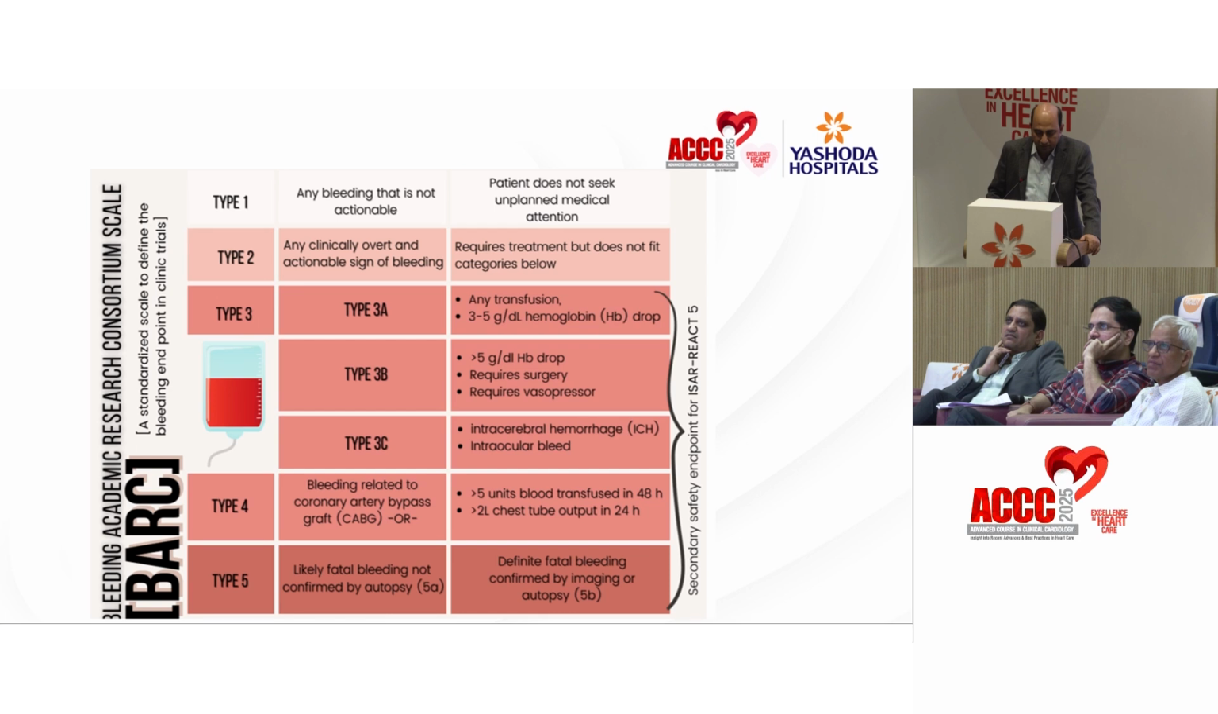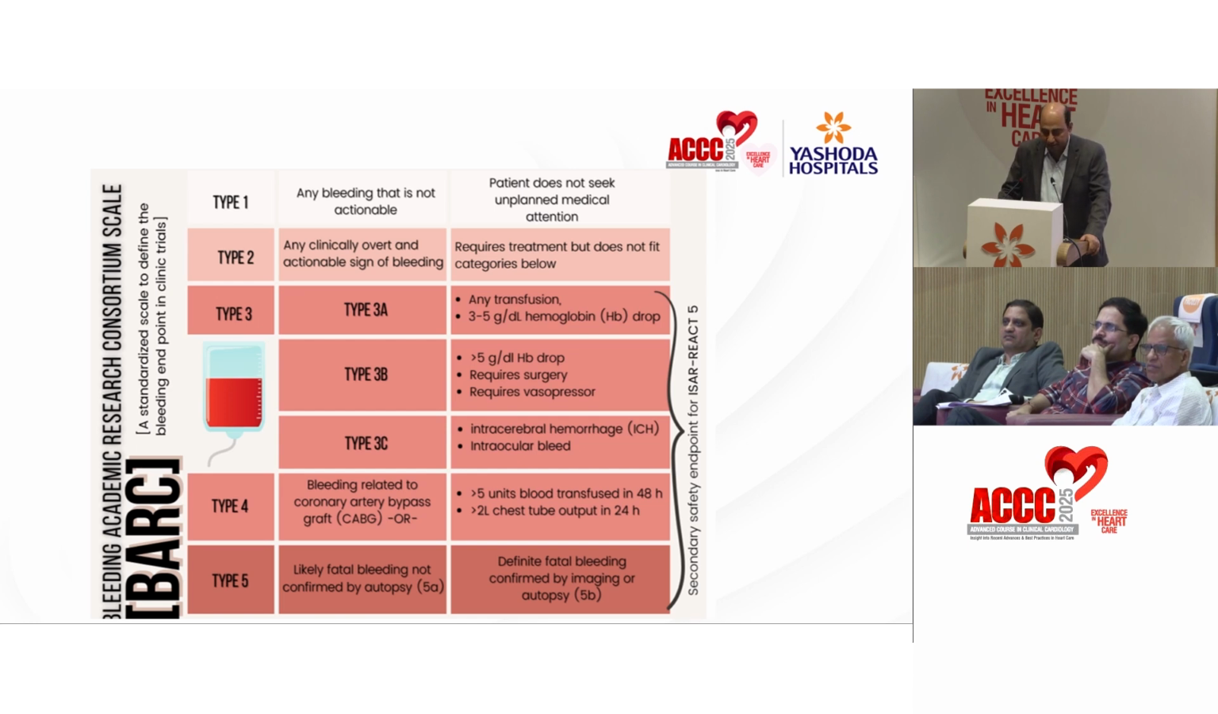Type 3 has 3 categories. 3A, where you have a 3 to 5 gram hemoglobin drop and you need a transfusion. 3B is more than 5 gram hemoglobin drop and it requires surgery or a vasopressor to maintain the patient. Type 3C is intracranial hemorrhage or an intraocular bleed. Type 4 is bleeding related to CABG, where the patient needs more than 5 units of blood transfusion in 48 hours, or the chest drain gives more than 2 liters. Type 5 is fatal bleeding.